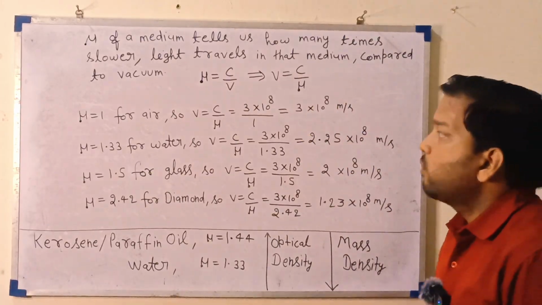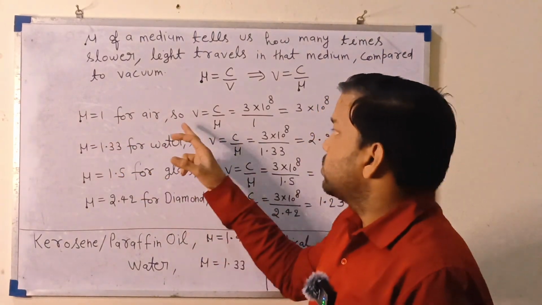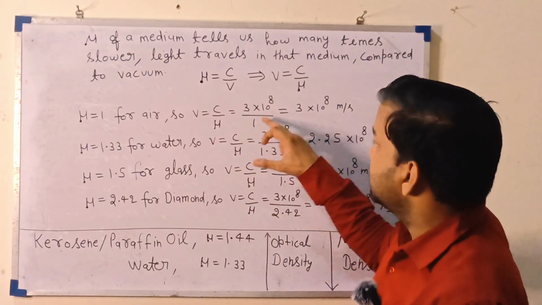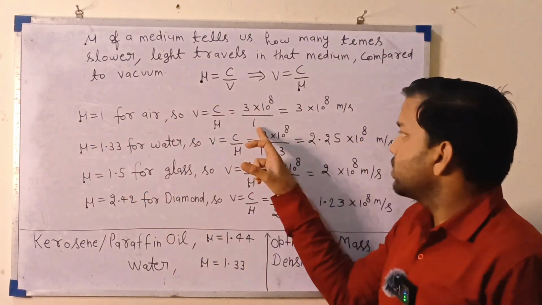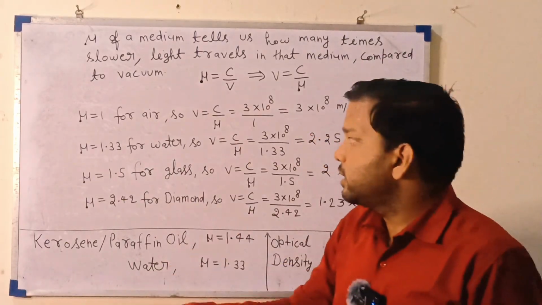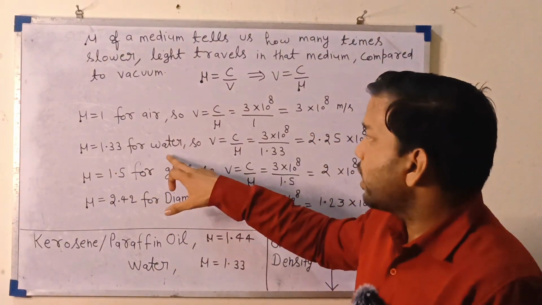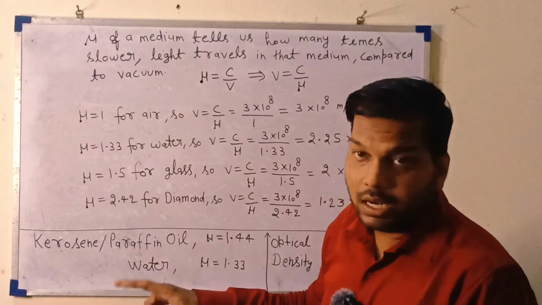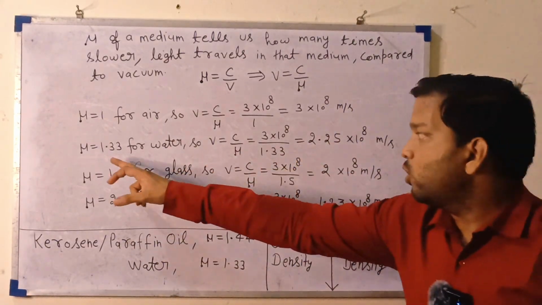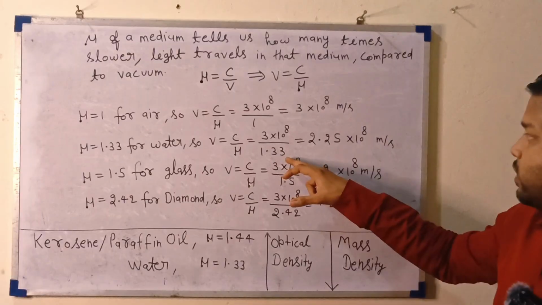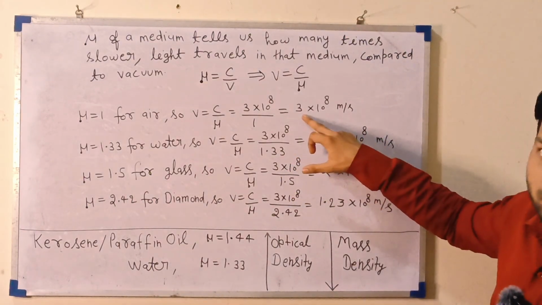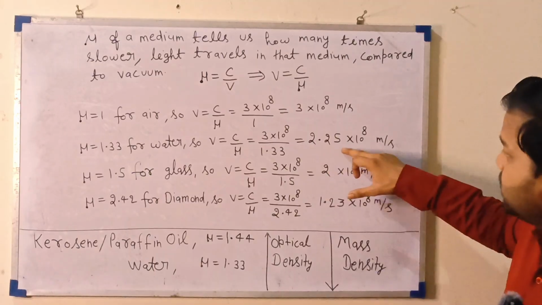Okay. For air, the value of mu is 1. So from this formula, v is equal to c upon mu, the value of mu is 1, and we get this value. Now we proceed. For water, the value of mu is 1.33. Okay, so we will see c upon mu, and the value of mu is here. We put this value and we get this value. This value is less than this value. You can see this value is less than this value.